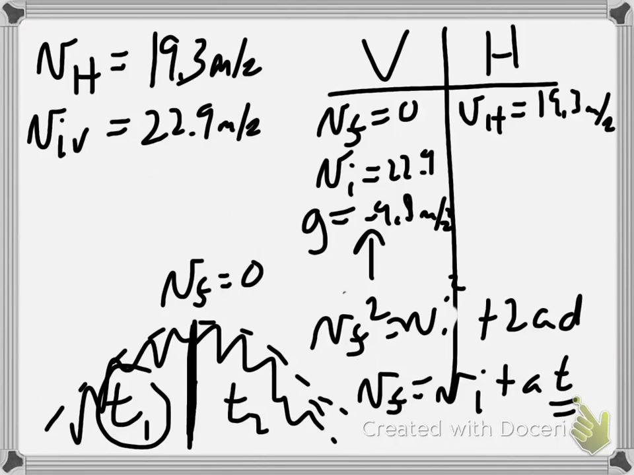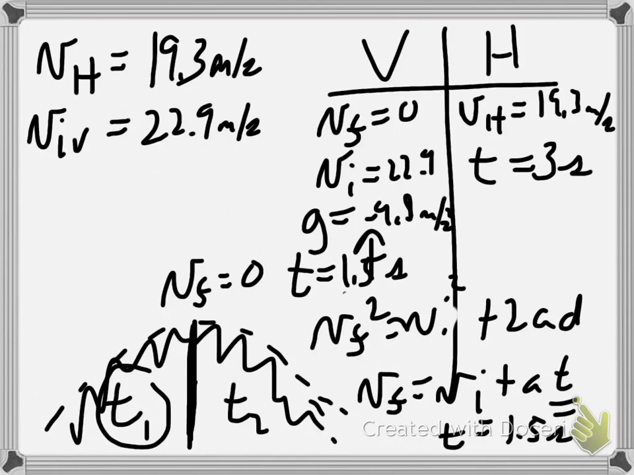So let's just say we solve for this t and it comes out to be, I don't know, 1.5 seconds. So the time that we would use vertically would be 1.5 seconds. Our time horizontally, if we want to know the horizontal distance or the range, we have to double that because it takes twice as long to get all the way back down and go through the entire thing. So that would be 3 seconds.